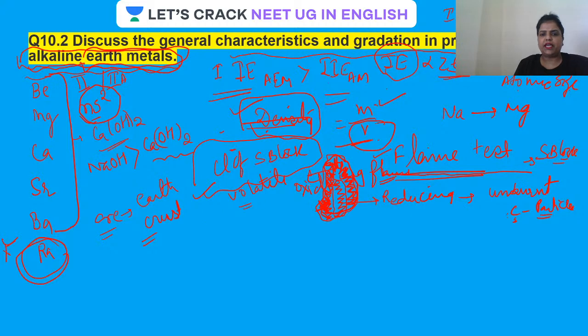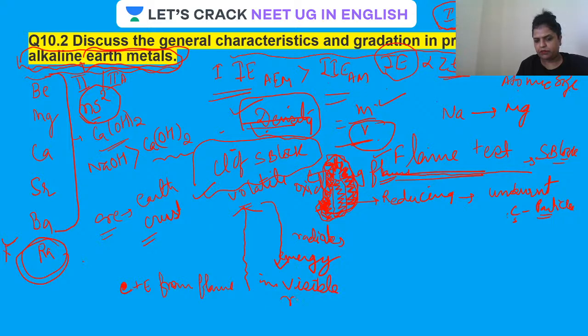So what happens, guys, in the presence of that oxidizing flame, which has sufficient energy equal to the first ionization energy of the alkali metal or alkaline earth metal? Suppose this is the electron, the outermost loosely bound electron. It accepts energy from the flame, gains energy, and gets excited to a higher energy state. And when it comes back, it radiates energy in the visible region, guys. That is why we find a specific color.